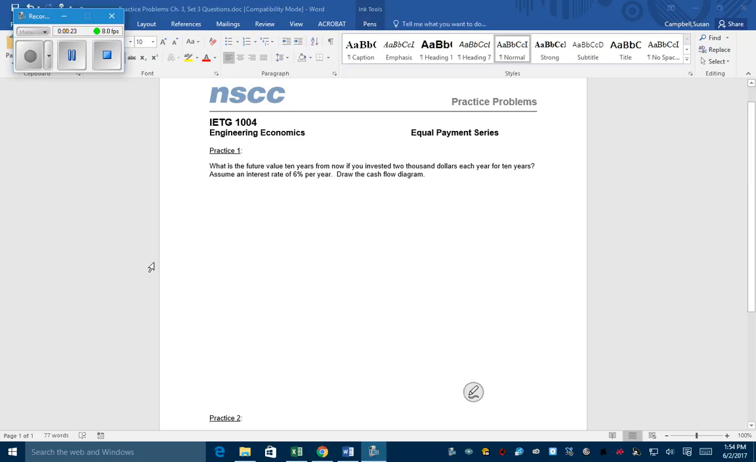The benefit of using the equal payment series is that rather than having 10 different calculations for 10 different payments, some smart person prior to us has come up with what that equivalent formula would be. And that is the equal payment series. So I'm going to draw my cash flow diagram. I need 10 years.